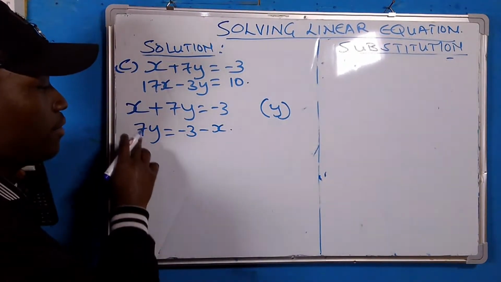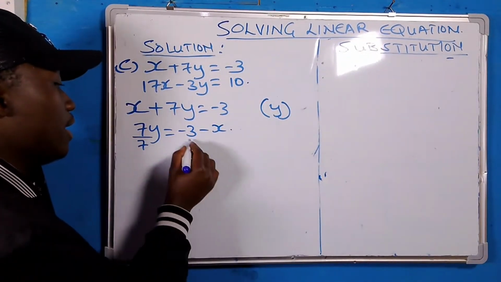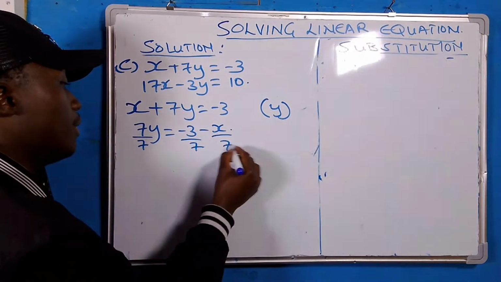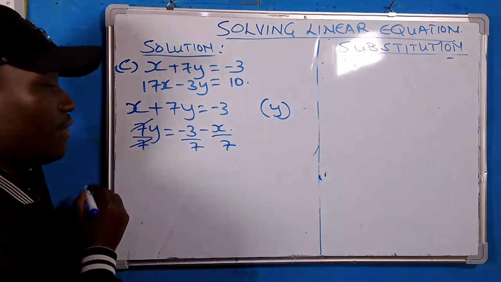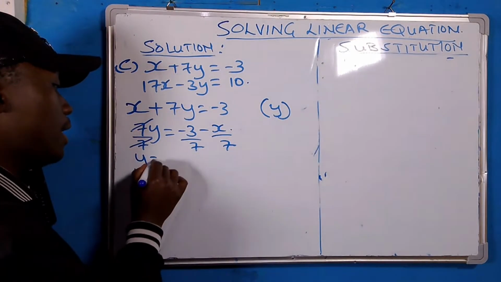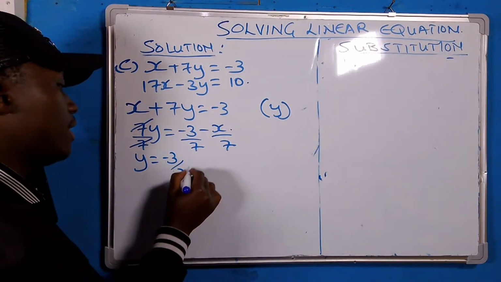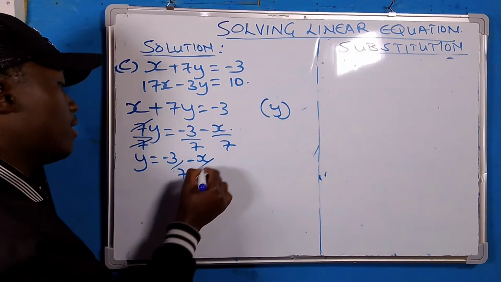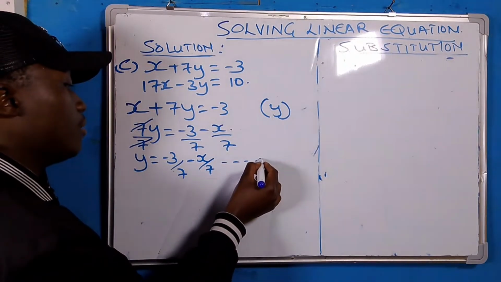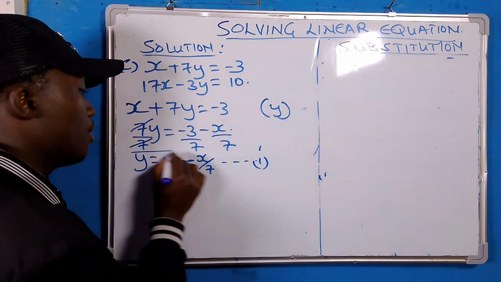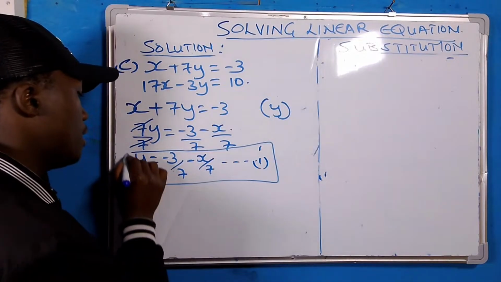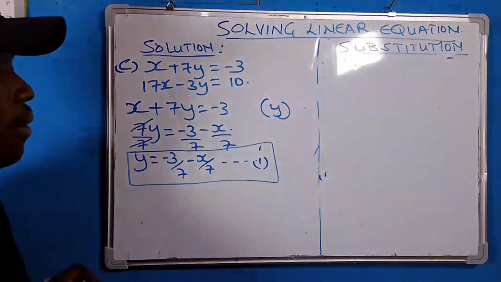And for us to be left with y, we will have to divide everything by 7. And once we divide everything by 7, we will get our y as negative 3 over 7 minus x over 7. That will be our equation 1.